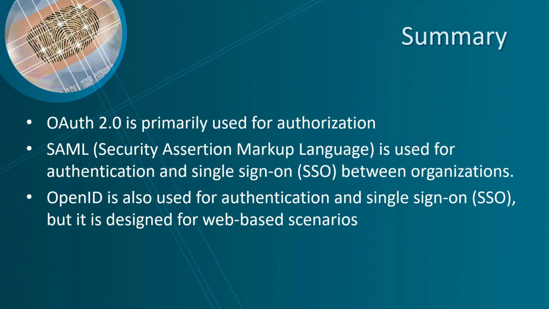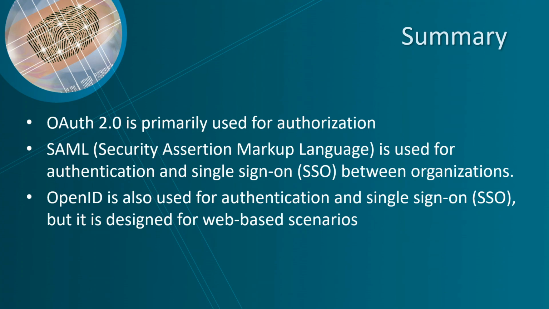So, OAuth 2.0, SAML, and OpenID are all protocols that enable secure access to online resources, but they differ in their specific use cases and implementation details. OAuth 2.0 is primarily used for authorization, allowing third party applications to access user data without having access to the user's credentials. It is commonly used in scenarios where users want to grant access to their data to other applications, such as when a user logs in to a website using their Google or Facebook account.